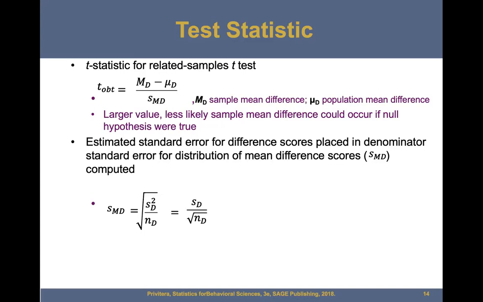The estimated standard error for the difference scores is placed in the denominator, the standard error for the distribution of mean scores. So the standard error for the distribution of mean scores is your SMD. And then we just take this and we square root it. Whenever you see this right here, that's the difference we're looking at. So this is the difference in your sample right here. So the square root of the difference in the variance. And we will go through this; I have worksheets that walk us through all of this.